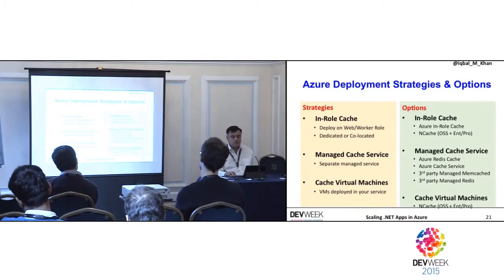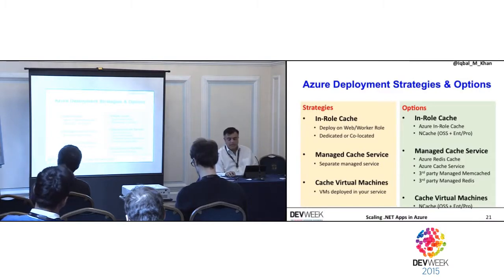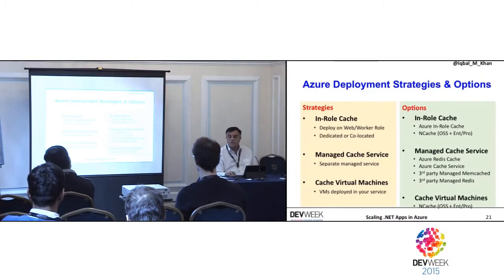The third is the cache virtual machines, where you actually get the cache as a virtual machine, which is part of your service, your deployment. Now if you see the options in each strategy: for in-role cache, you've got the Azure in-role cache that we mentioned, and you can use NCache also, either the open source or the Enterprise Pro. In the managed cache service, you've got the Azure Redis cache, which is also a cache service, the Azure Cache Service, of course, as the name itself indicates, and there are some third-party managed Memcached services and third-party managed Redis services.